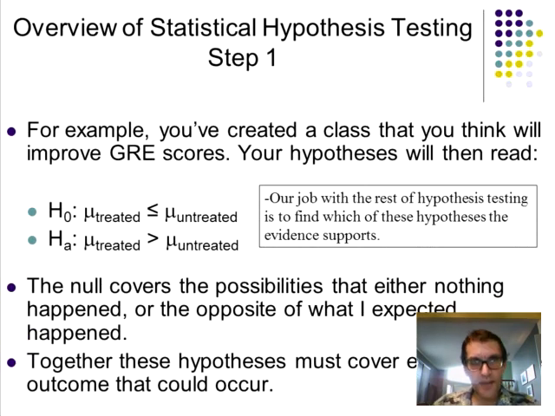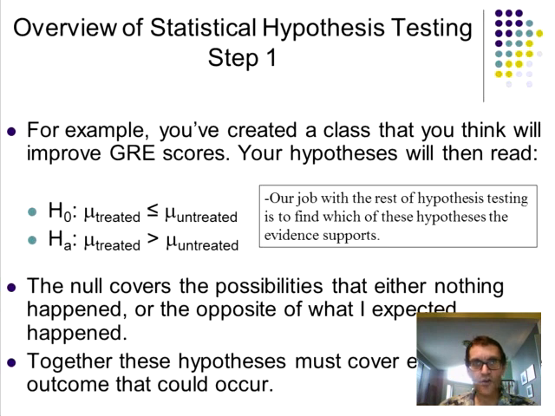Taking a look at what a directional hypothesis might look like. Okay? Oops, that top line should say SAT, and I swear I caught them all, but apparently I missed that one. Top line says SAT. So you've created a class that you think will improve SAT scores.